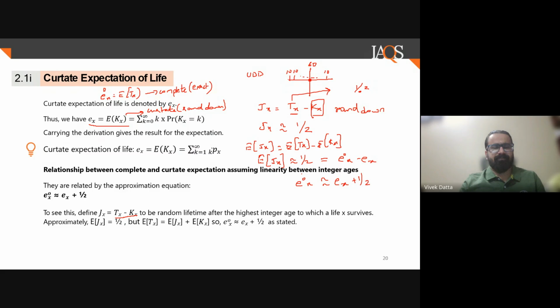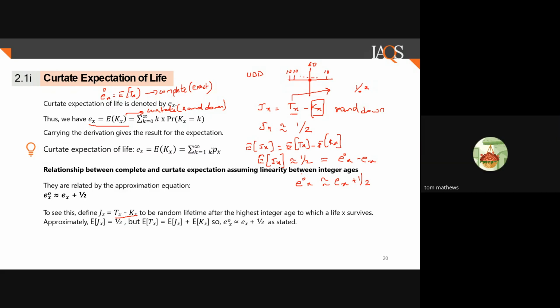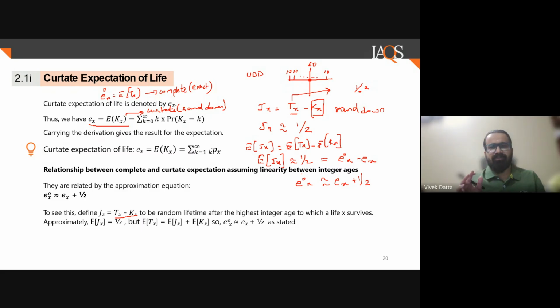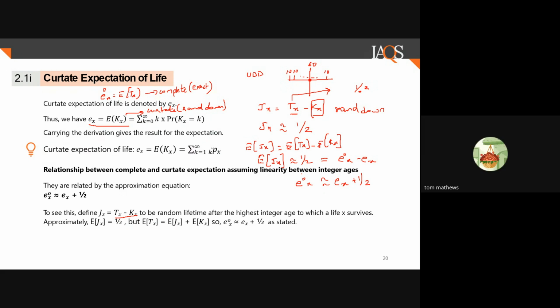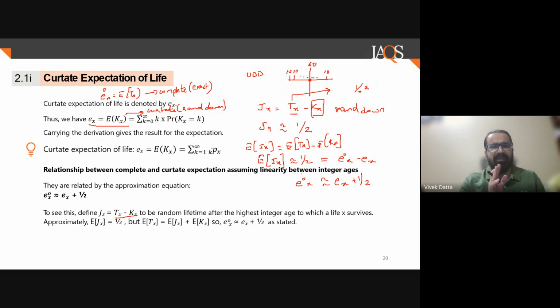Clear, Tom? Second step will be Jx is equal to Tx minus Kx, and Jx is between 0 and 1. So it's a random variable. Jx is a random variable between 0 and 1. So expectation is half, right? Yes, sir. Jx is the result. Tx and Kx you can make assumptions on.